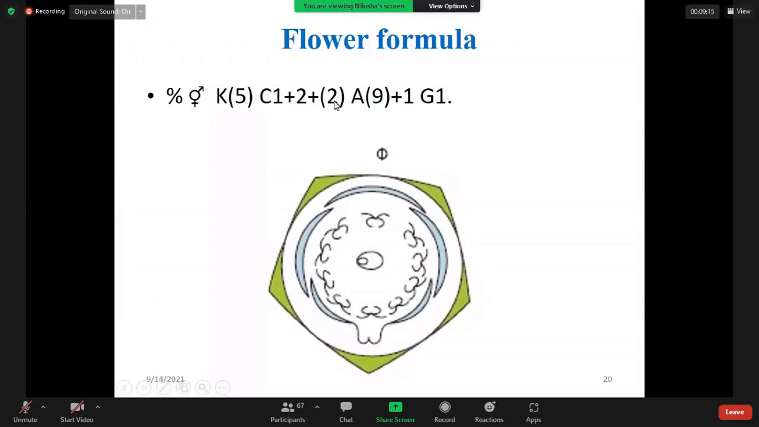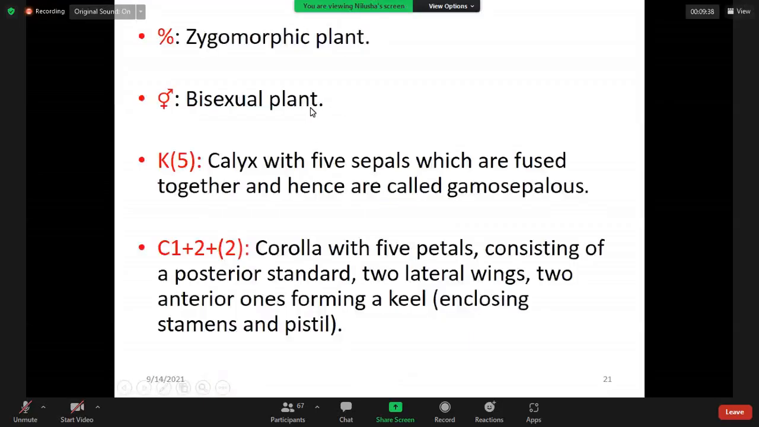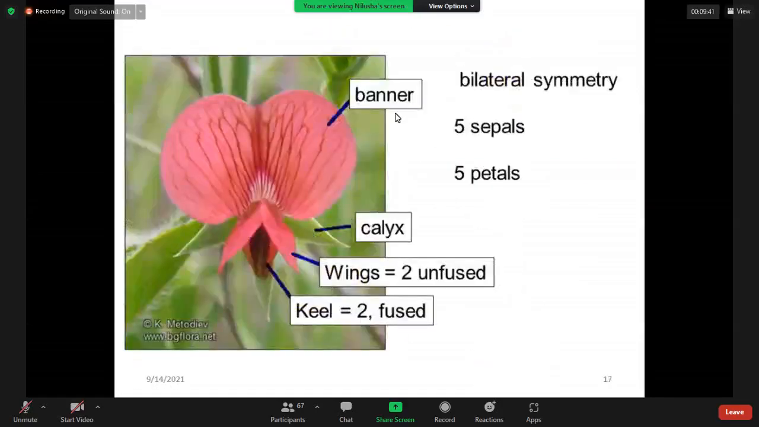Here you can see 5 petals consisting of one posterior standard petal. Here 1 is for the posterior standard petal, and next 2 is for the 2 lateral wings. I will show the picture. Wait. Here you can see this one is the standard petal, and this one is the 2 wing petals, and next one is the 2 keel petals.